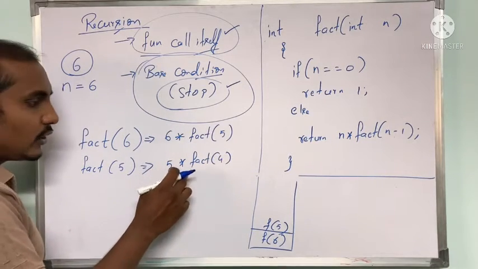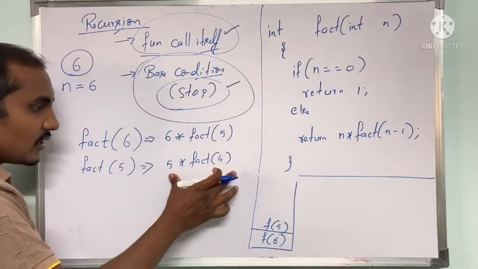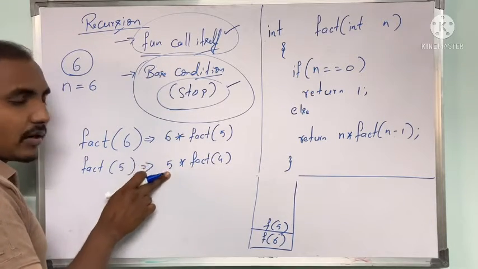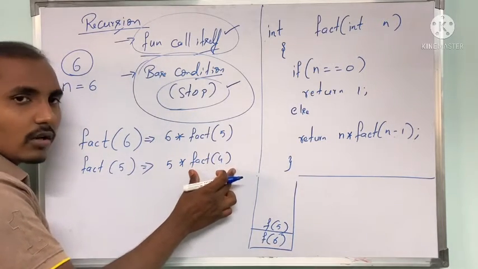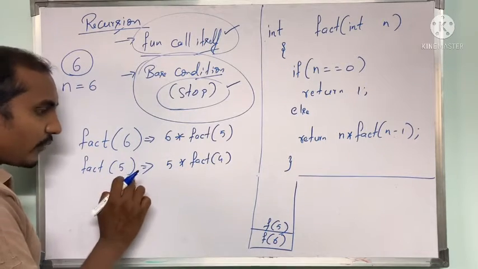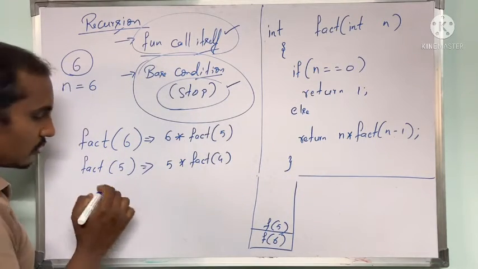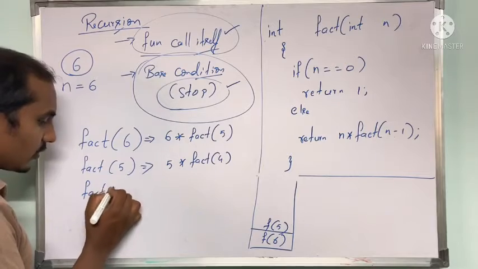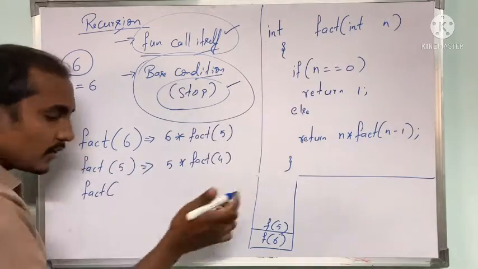When I execute 5 into fact of 4, this is a number I can multiply, but fact of 4 is a function call. Now to complete fact of 5, I need to execute fact of 4. So I will make one more function call, that is, the fact function will be called again with a different value.